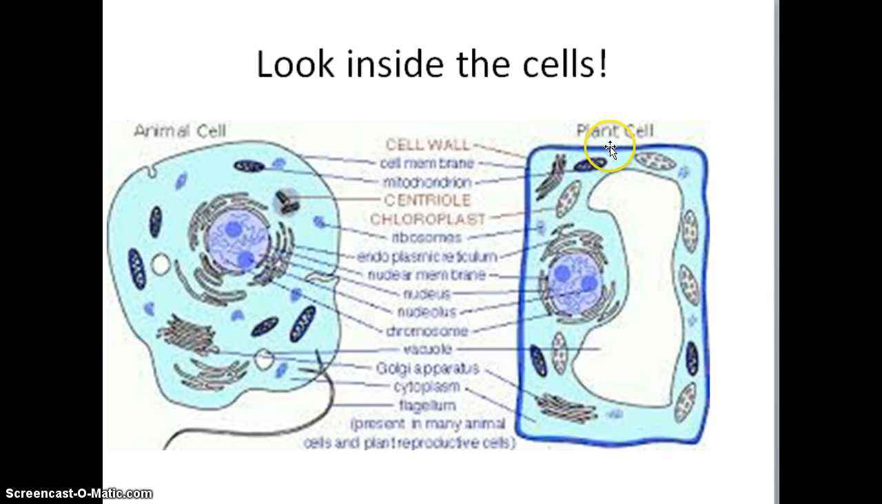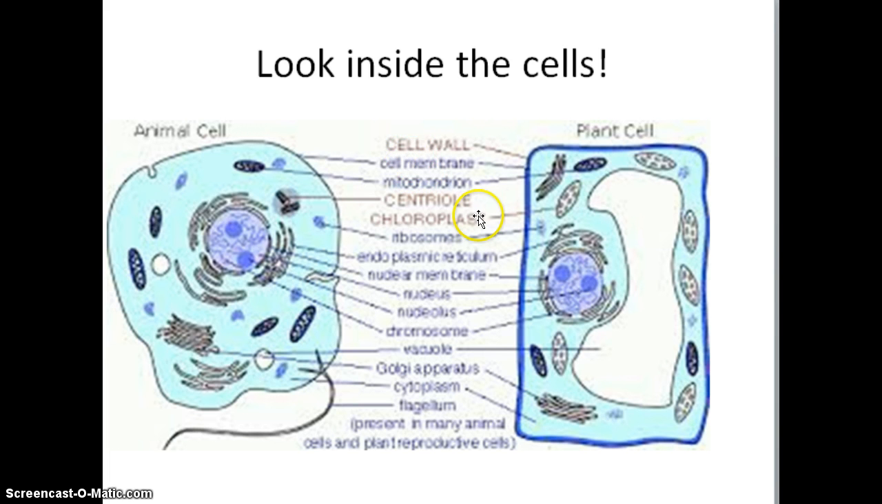So if we look at our plant cell right here, we see that there is a wall surrounding the plant cell. That is called the cell wall. It's rigid, it's non-living, and it is like a fence. It protects the cell. That is the job of the cell wall. Animal cells do not have a cell wall. They only have a cell membrane. Plant cells have a cell membrane and a cell wall.